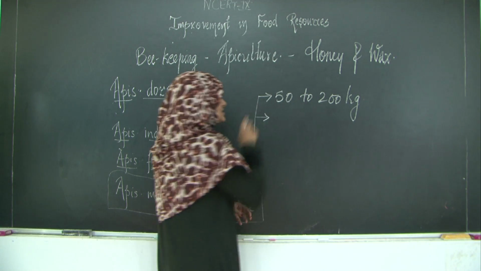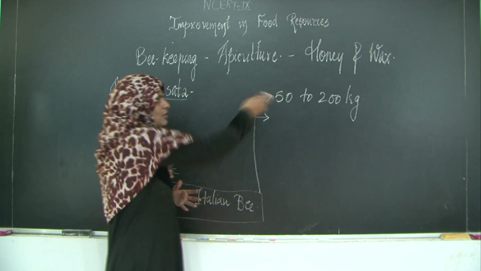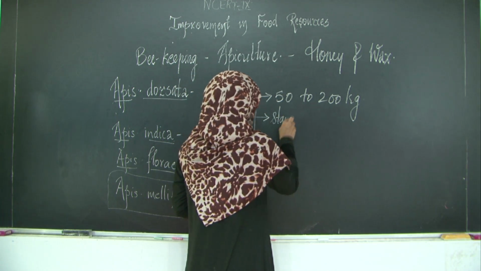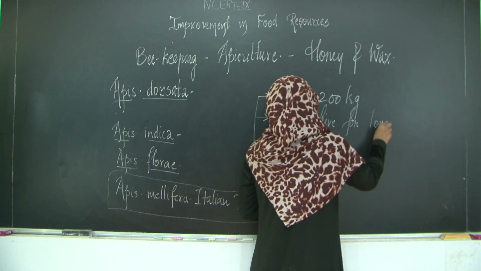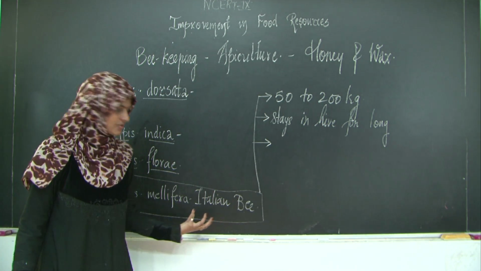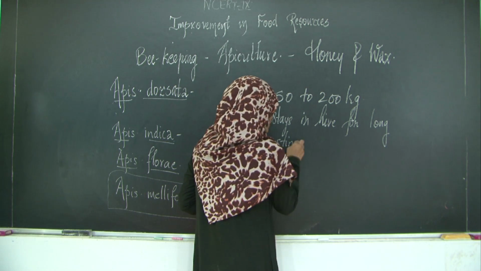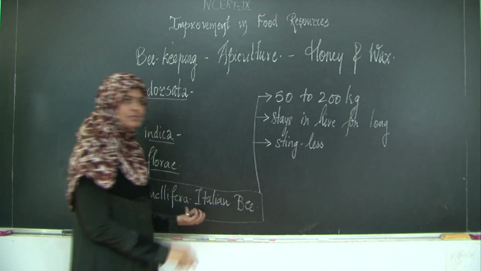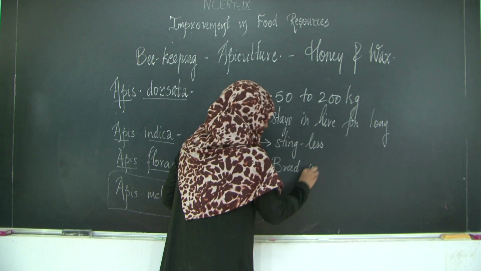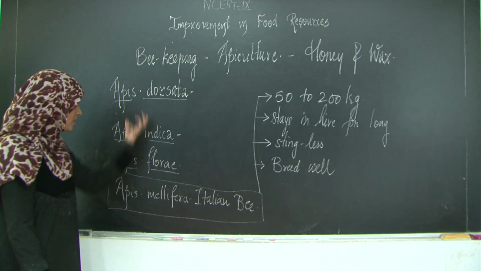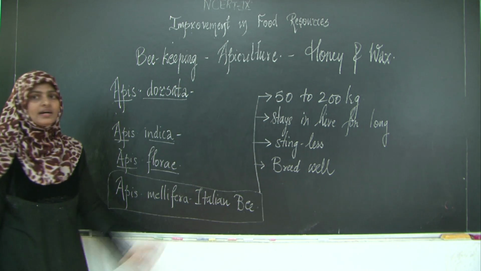Another thing is that it stays in the beehive for a very long time, so since it stays long, it is able to produce more honey. The next characteristic for which I choose the Italian bee is that it stings less. We all know that bees sting, but this Italian bee stings less. And the last is that it breeds well; the breeding over here is very easy. Therefore, amongst these four, the Italian bee, or Apis mellifera, is much more suitable and is taken for doing apiculture.